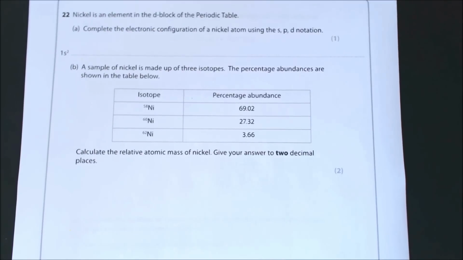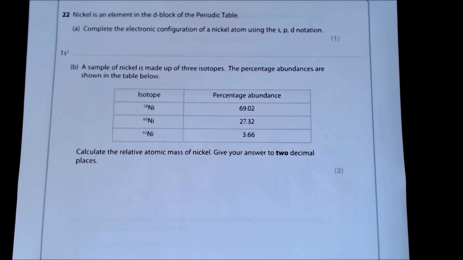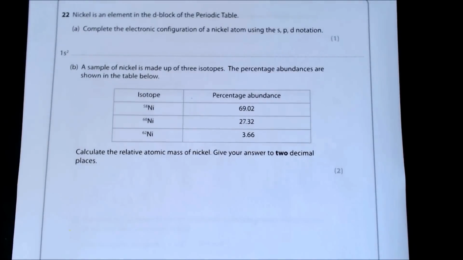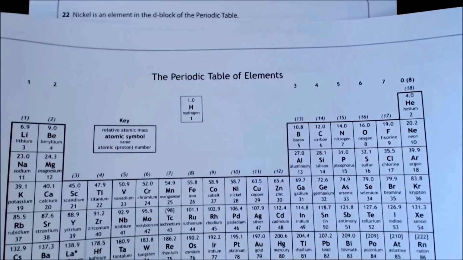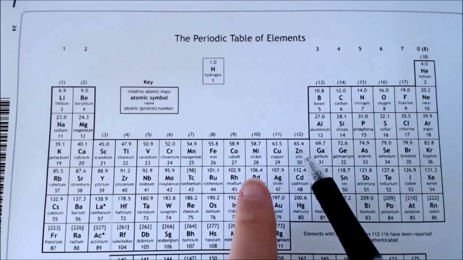Okay, so this is question 22, and it starts by saying nickel is an element in the D block of the periodic table. Complete the electronic configuration of a nickel atom using the SPD notation. Right, so we'll get the periodic table over, and they've been very kind to us, and they've given us 1s2 to start off with. So here's the periodic table, and we're going to find nickel, which is down here.